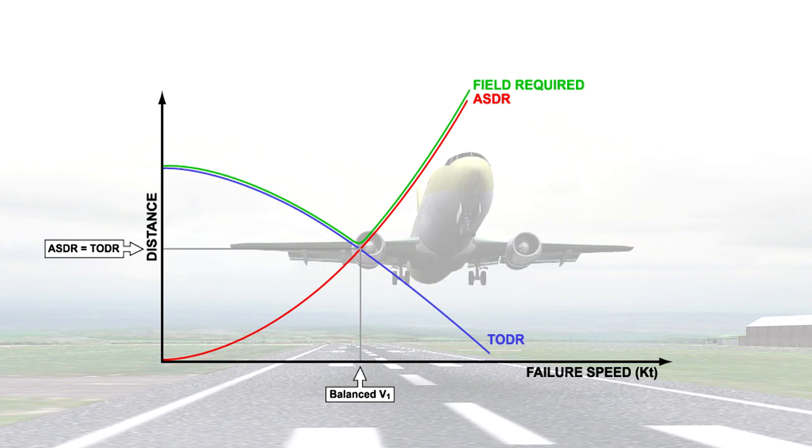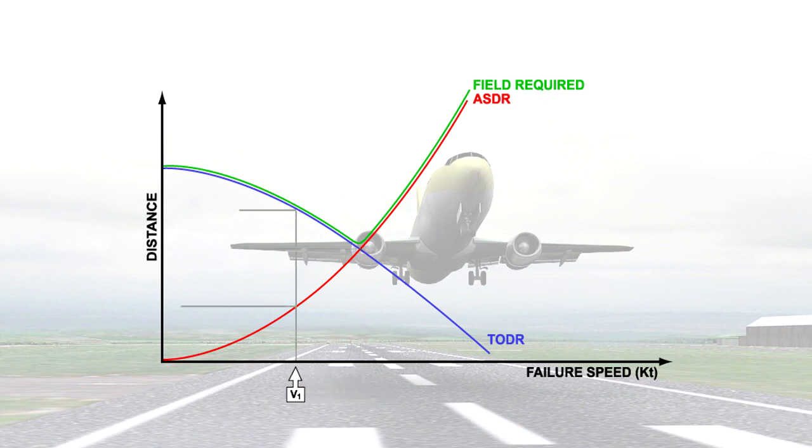What this graph is also useful for is to see the effect of using either a higher or lower V1. For example, if for whatever reason V1 was increased to this point, notice that the accelerate stop distance required increases, the takeoff distance required decreases, and the total field required increases. However, should V1 be reduced, the accelerate stop distance decreases, the takeoff distance increases, and the total field required increases. Trying to figure out these points without the use of the simple graph would not be easy. So use this graph to help you understand the effect of increasing or decreasing V1.